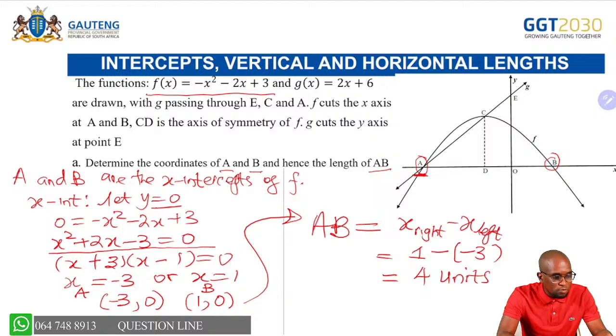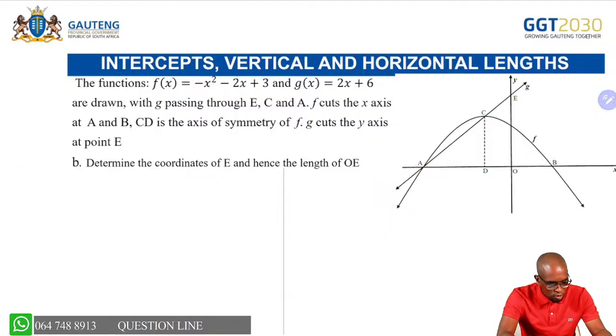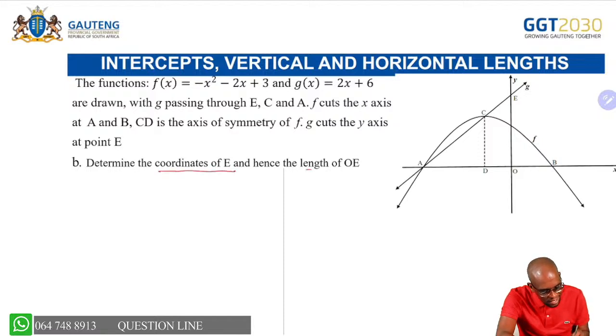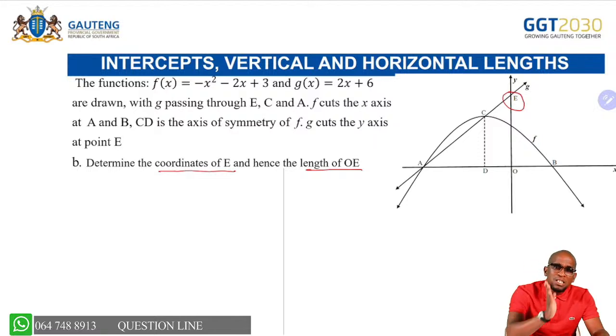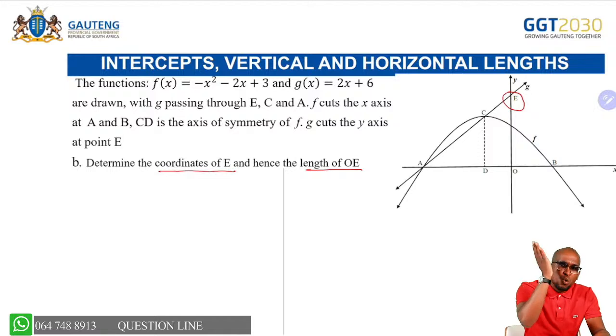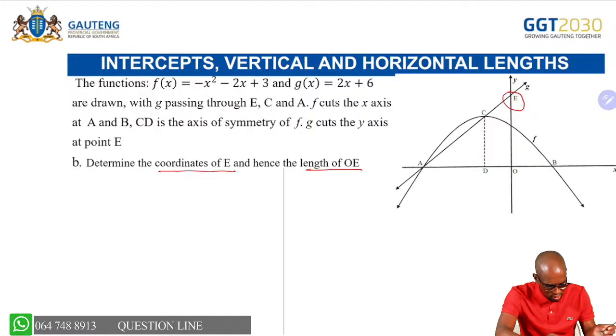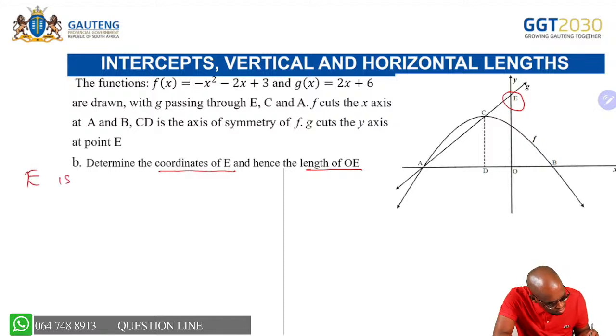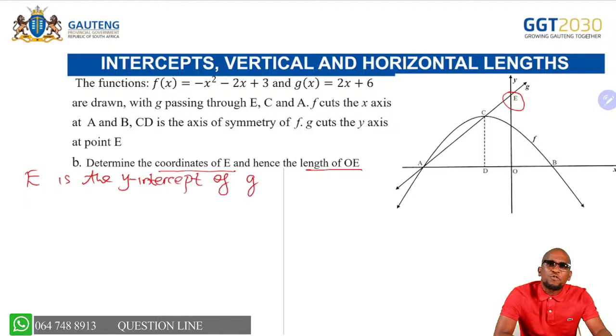Now we move on. Right, on the next one, they say determine the coordinates of E and hence the length of OE. So we are looking for the coordinates of E and hence the length of OE. Now, if you look at E there, you can see that E is a point where the graph of g intersects the y-axis. It is the y-intercept. So E is the y-intercept of the graph of g.